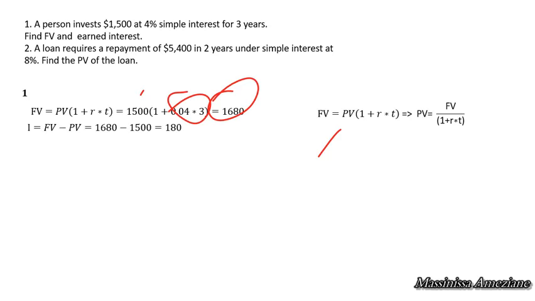And what is the earned interest? It is the future value minus the present value, and we get $180. That's what this person gets as interest, and in total he will get 1,680 as future value.